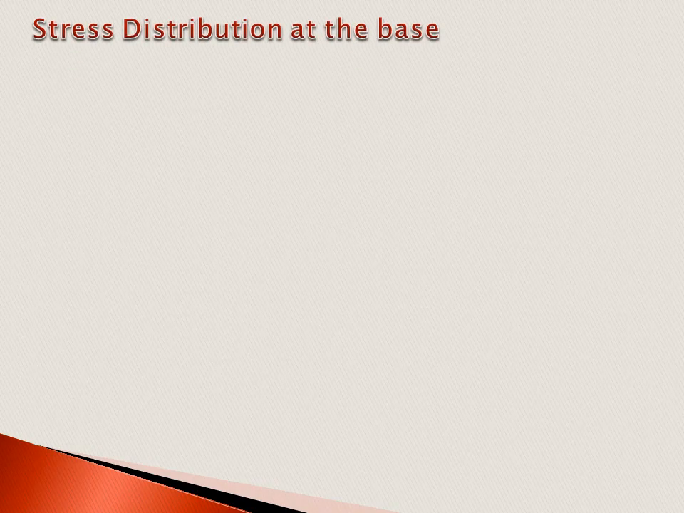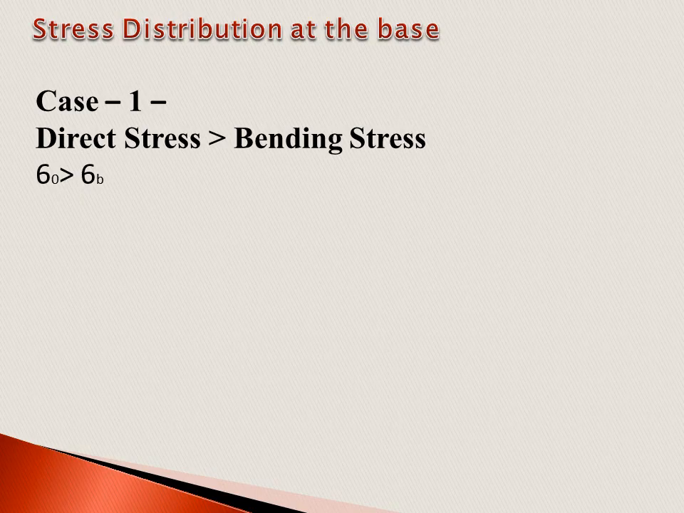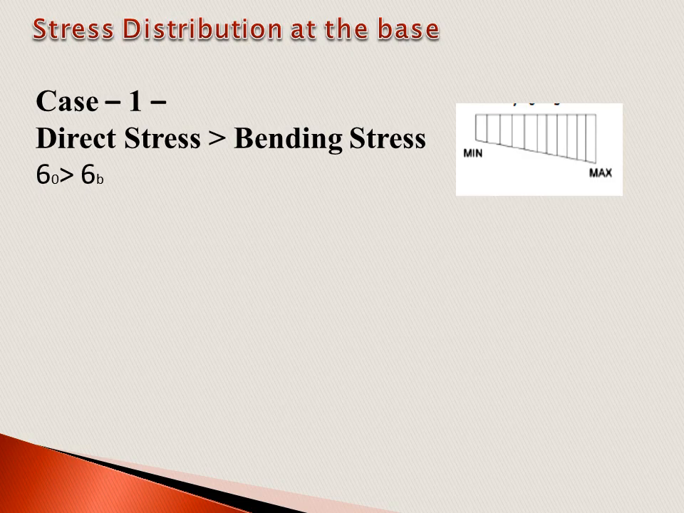Stress distribution at the base. Case 1. If direct stress is greater than bending stress, that means sigma 0 is greater than sigma b, then the diagram of stress distribution at the base is totally compressive in nature. That means sigma max and sigma minimum, both values are positive, that is in compression. Therefore the whole diagram is below the line. Hence it is called a compressive nature diagram.